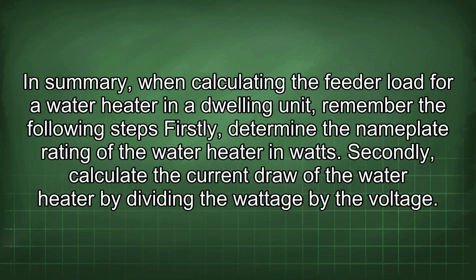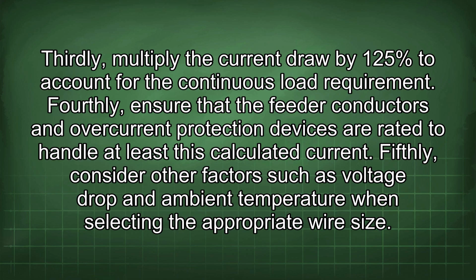In summary, when calculating the feeder load for a water heater in a dwelling unit, remember the following steps. Firstly, determine the nameplate rating of the water heater in watts. Secondly, calculate the current draw of the water heater by dividing the wattage by the voltage. Thirdly, multiply the current draw by 125% to account for the continuous load requirement. Fourthly, ensure that the feeder conductors and overcurrent protection devices are rated to handle at least this calculated current. Fifthly, consider other factors such as voltage drop and ambient temperature when selecting the appropriate wire size.